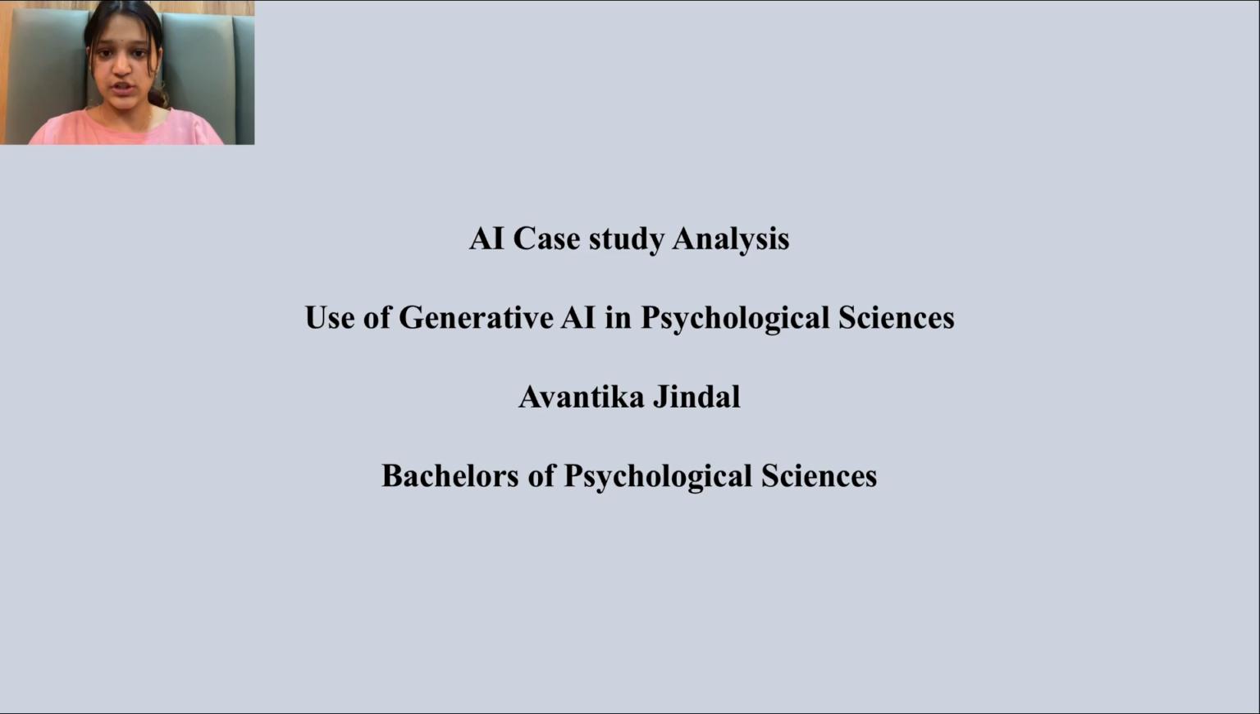In this presentation, I analyze how a Gen AI tool was used to support a discipline-specific task in psychology. I will explain the task I selected, how I used the AI tool, and critically evaluate the outputs by discussing their strengths, limitations, and ethical implications. This case study aims to reflect on how AI can be used responsibly within the psychological science context rather than replacing human expertise.